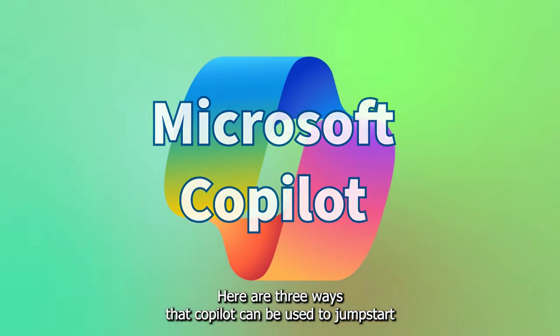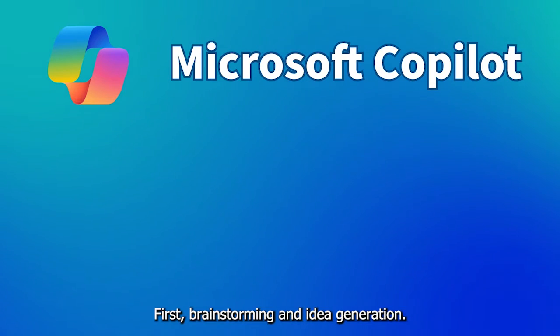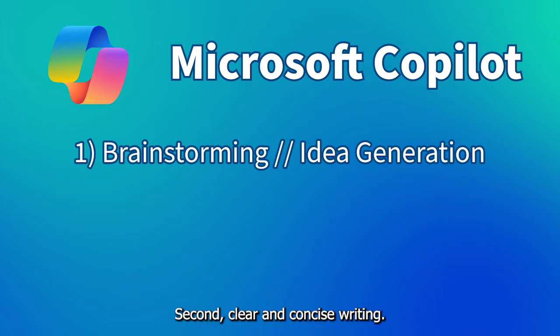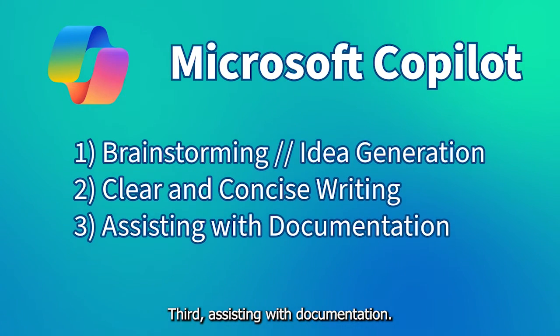Here are 3 ways that Copilot can be used to jumpstart your creative process and help to get things crossed off your list. First, brainstorming and idea generation. Second, clear and concise writing. Third, assisting with documentation. Let's take a look at examples for each.